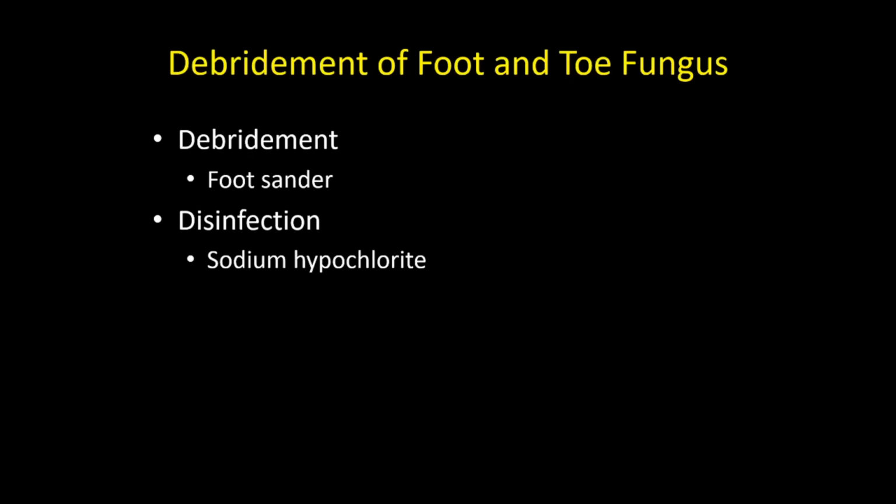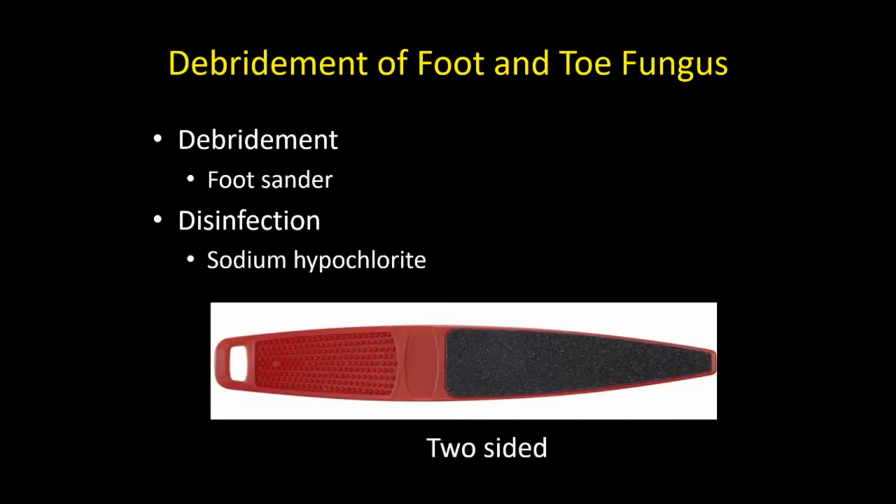Let's talk about debridement first. And first of all, to debride, you want to get a foot file, which you see below, and go ahead and file the feet, the calluses and things like that. And then you're going to go ahead and disinfect using the sodium hypochlorite solution. So now let's talk about disinfection of the foot fungus, athlete's foot, and the like, and the toe.